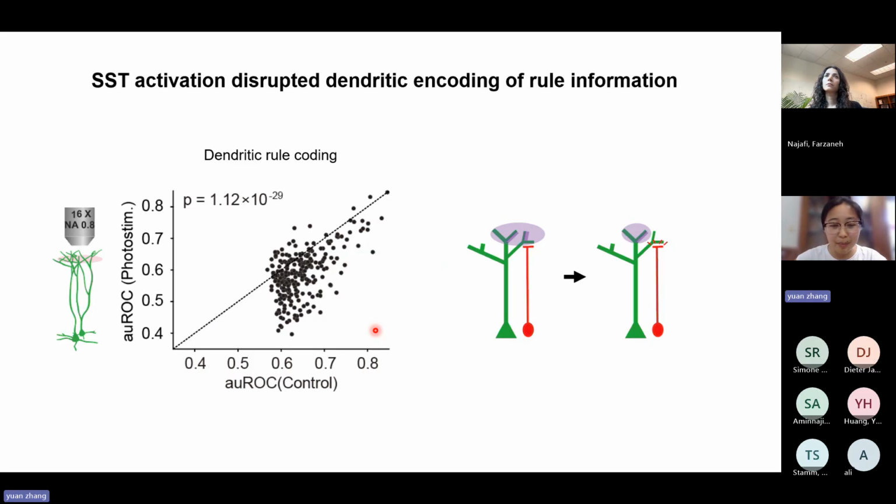We try to avoid affecting the behavior. Here we just give the light to one side of the window, and the light goes through the two-photon imaging window, so the field is also small. We want to make sure the activity change is not because of behavior, and the behavior does not change, so we see how the activity changes. Okay.